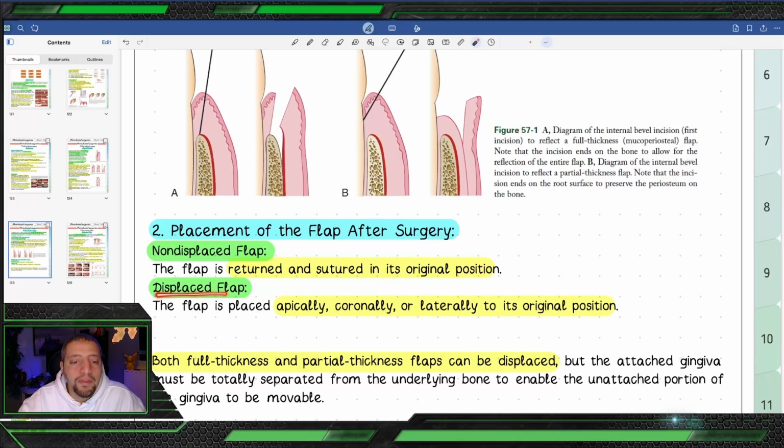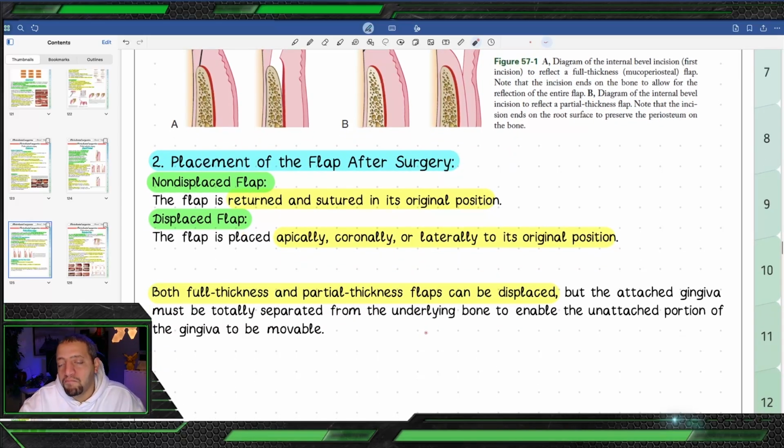Sometimes we are going to displace this flap, apically or coronally or laterally. Why we displace it, you're going to know for the different surgeries. Both full thickness and partial thickness flap can be displaced, but the attached gingiva must be totally separated from the underlying bone to enable the unattached portion of the gingiva to be movable. So let's explain this one.